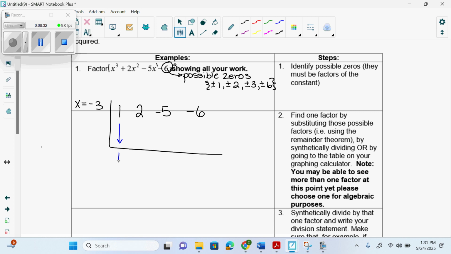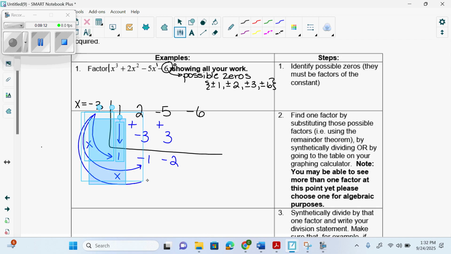Okay? So I drop the 1, then I'm going to multiply. -3 times 1. What is -3 times 1? So it comes up here. So I finished multiplying. So now I'm going to add. 2 plus -3. -1. I finished adding, so now I'm going to multiply. -3 times -1. I need to reset. Start my computer. 3 comes up here. I finished multiplying, so now I'm going to add. -5 plus 3 is -2.